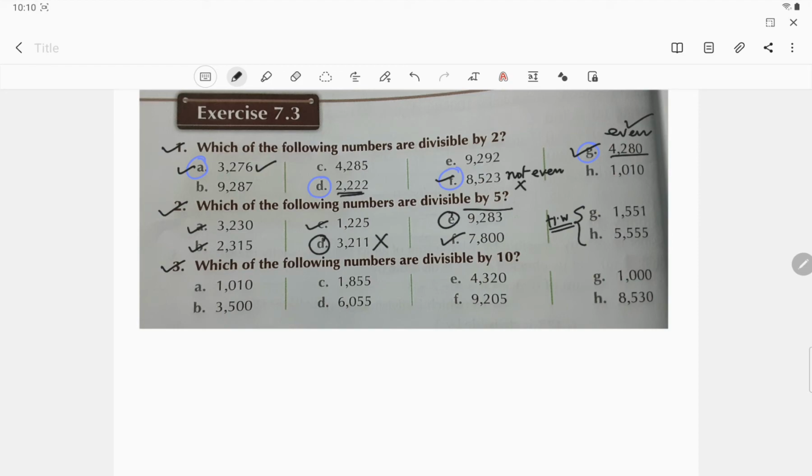3 number, which of the following numbers are divisible by 10? I told you if the number contains only 0 in the ones place, then the number will be divisible by 10. So A number, B number, E number, and G number and H number, these are divisible by 10, and C, D and F, these are not divisible by 10. Okay.